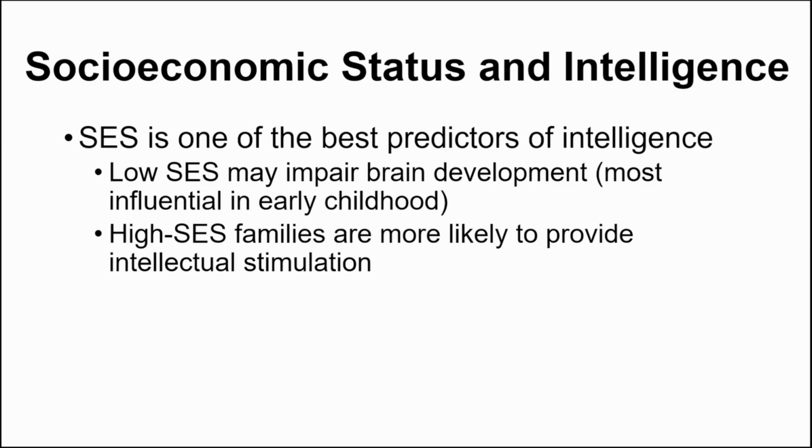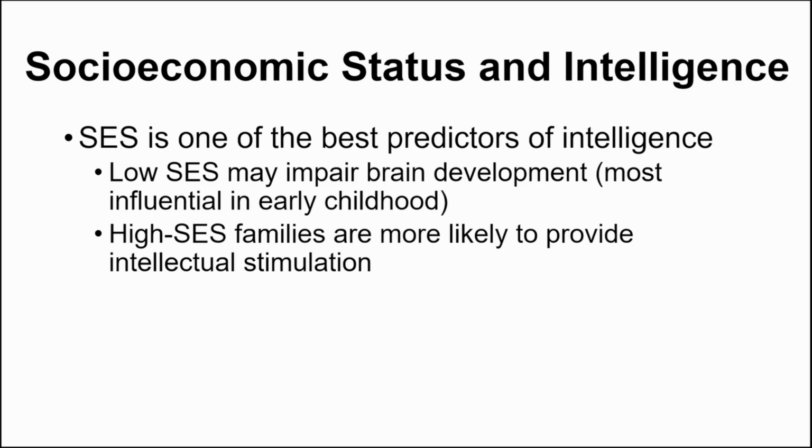So if socioeconomic status, or SES, is one of our best predictors of intelligence, you can probably figure out that it's going to come from the fact that having high socioeconomic status means that you have more money, which means you have access to more resources. So you're usually able to have a home, possibly a home with more than one parent, because having more people with an income can lead to higher socioeconomic status.